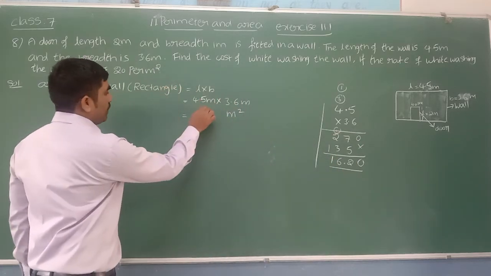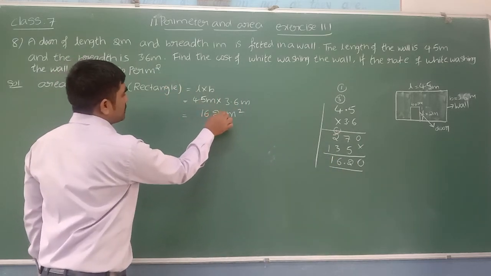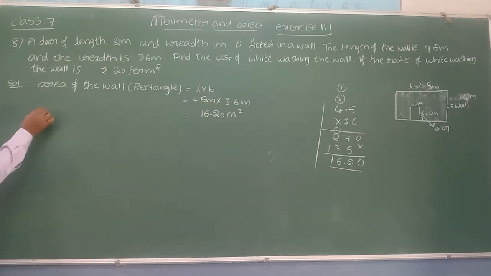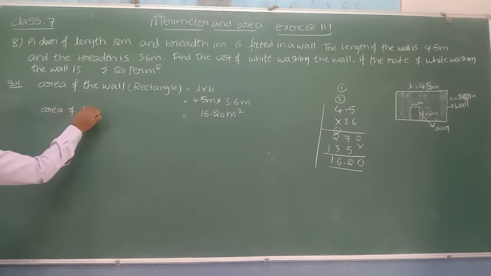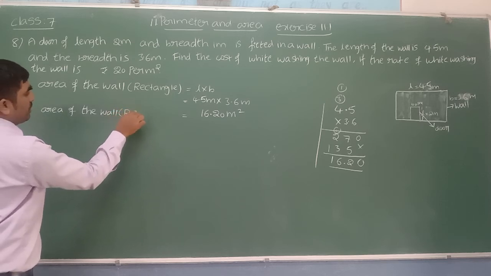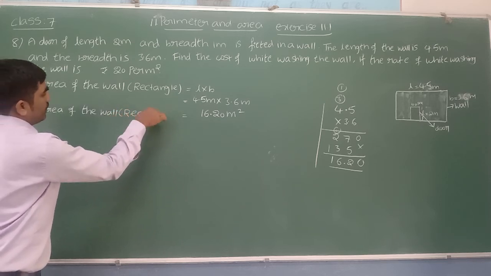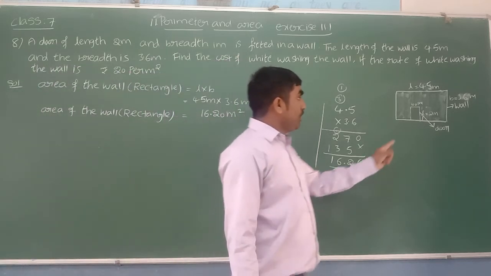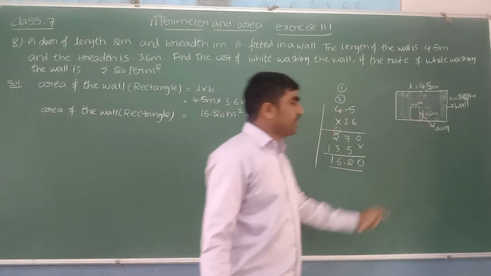So what is the area of the wall? Which is 16.20 square meters. Yes. Now let us write here: area of the wall. You can write rectangle also in brackets, nothing is wrong. Is equal to how much? 16.20 square meters.